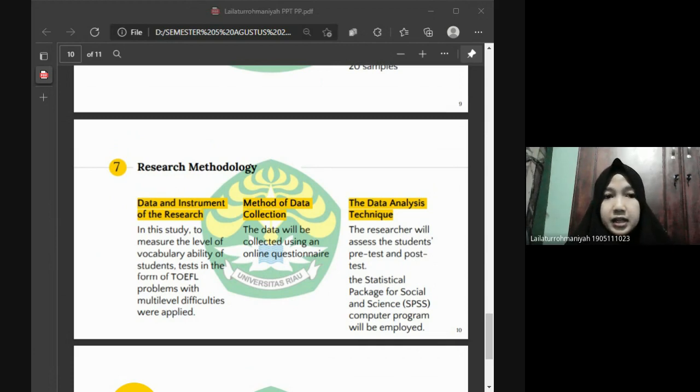The test consists of 40 multiple choice questions. Each question, if correctly answered, is worth 1, and if wrong, is worth 0. The values were categorized into 5 categories that were adapted based on Arikunto 2006. The researcher used the following categories to classify students' vocabulary skill.